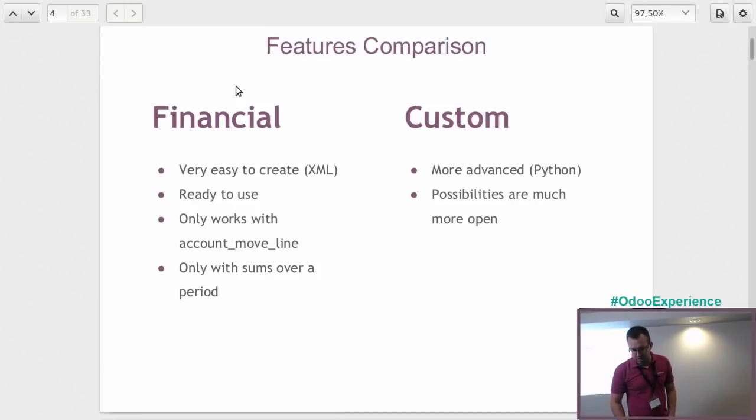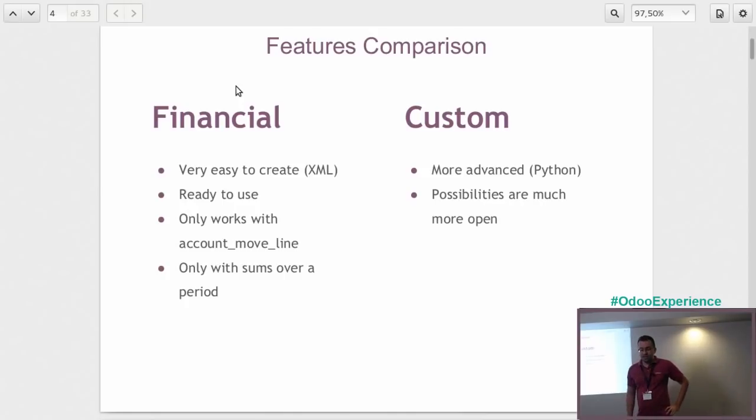The main difference between the two is that the financial report, as I said, is an object that is created in Odoo, so it's very easy to use. You can easily create it using XML. You can even use the Odoo interface to create your report. You don't need much work or much knowledge to write a report. The downside is that, as they're fairly easy to use, it only works with the account move line, and you can only use some formulas in it, like the sum over a period.